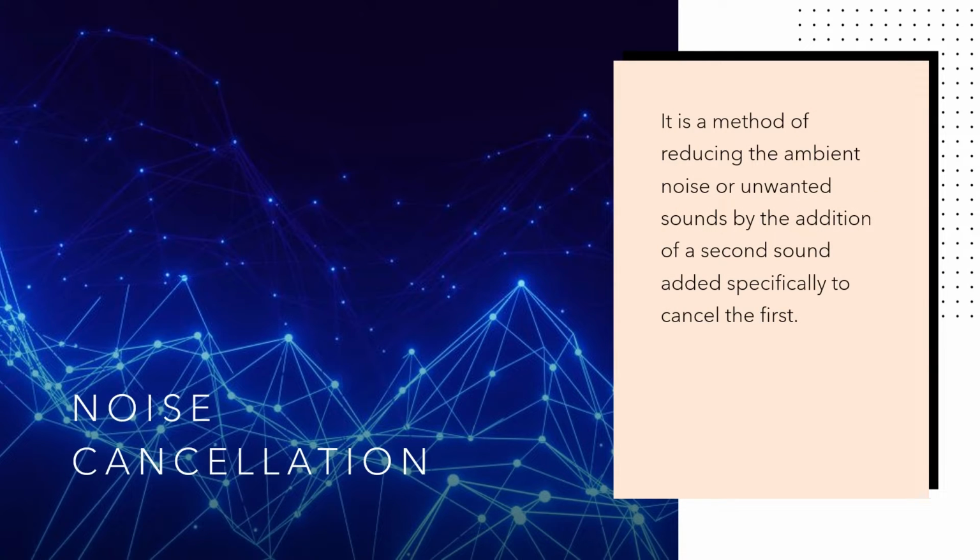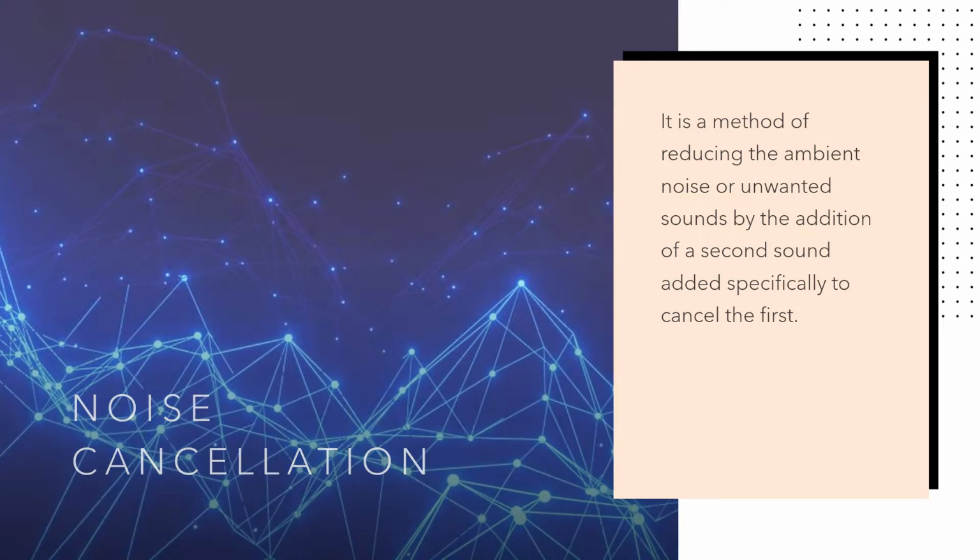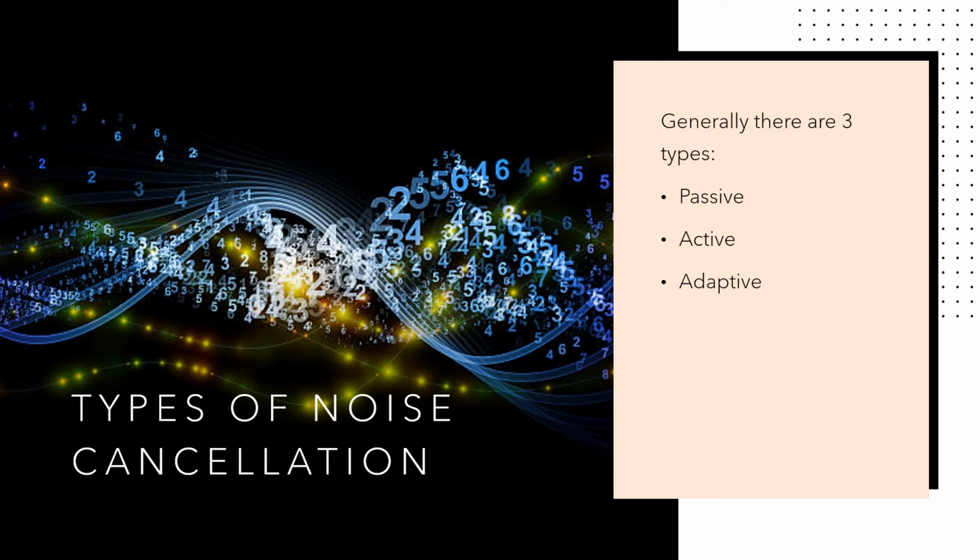So what is noise cancellation? It is a method of reducing the ambient noise or unwanted sounds by the addition of a second sound that specifically cancels the first sound. They are generally of three categories: passive, active, and adaptive noise cancellation.